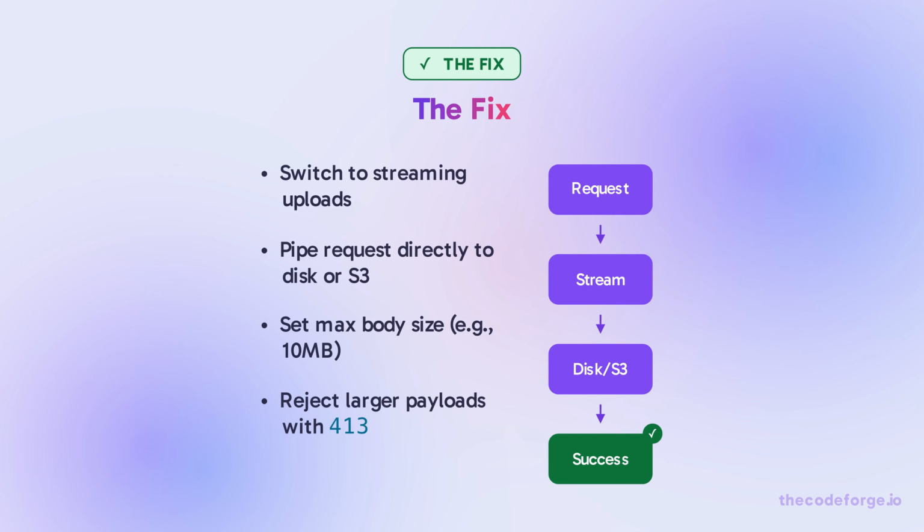The fix switched to streaming uploads. Pipe the request directly to disk or simple storage service without buffering. Set a maximum request body size, e.g., 10 MB, and reject larger payloads with a 413 status. Add a memory limit per request using a streaming counter. This prevents OOM kills and cascading failures.